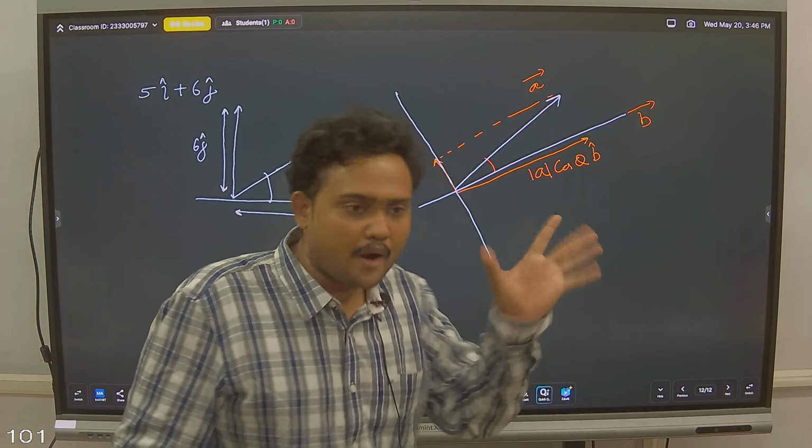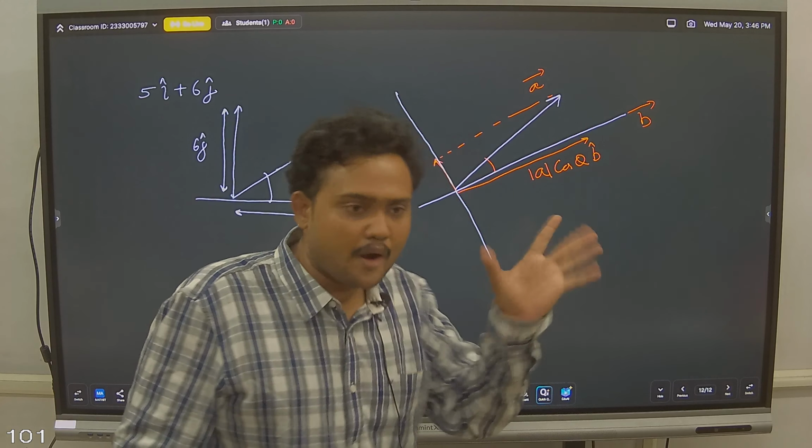You need mod A. Can you find mod A if I give you a vector in ijk components? For instance, I say i plus j plus k. What is the modulus? Is it root 3 or root 2? Root 3. Yes. You can find mod A.